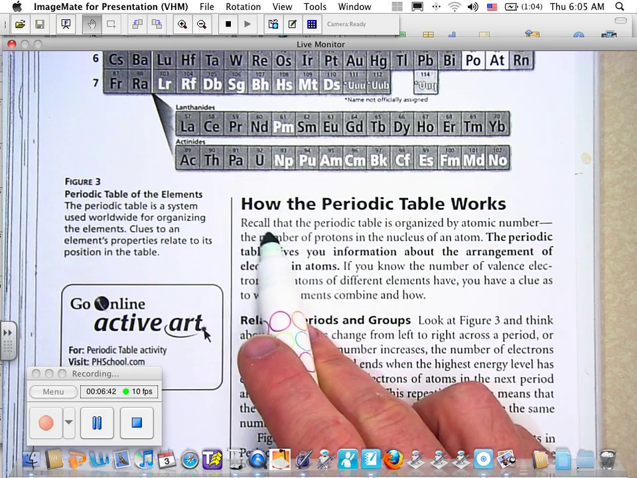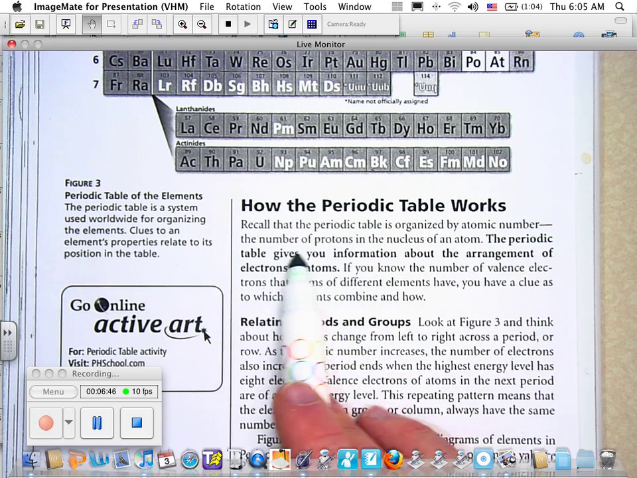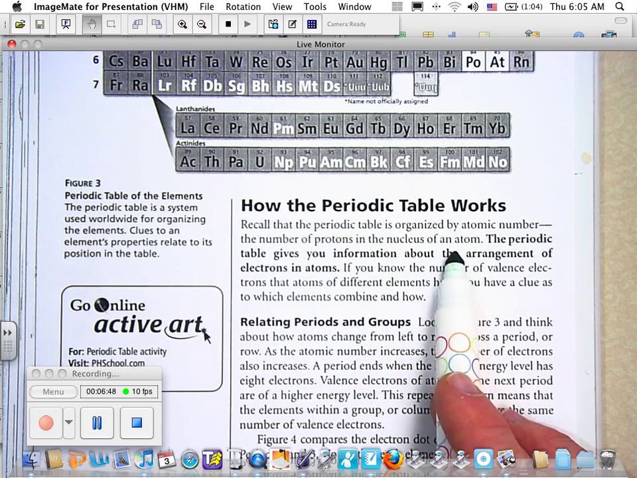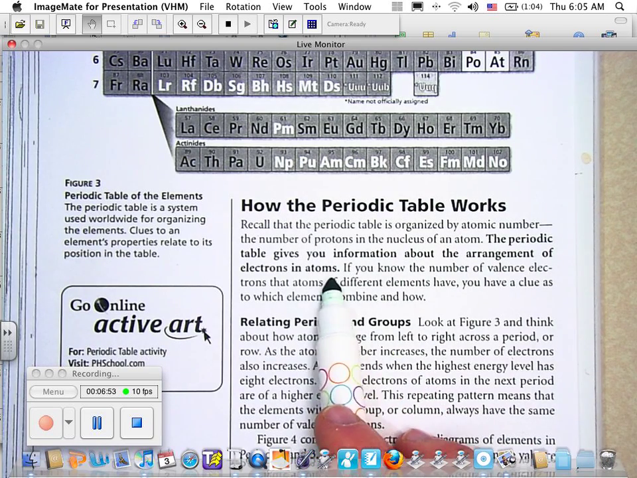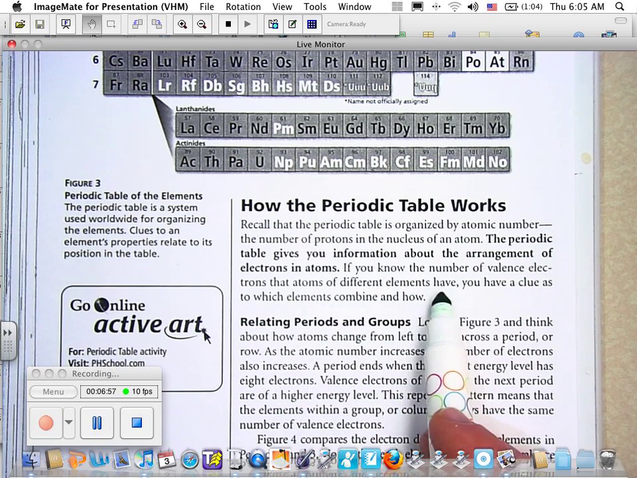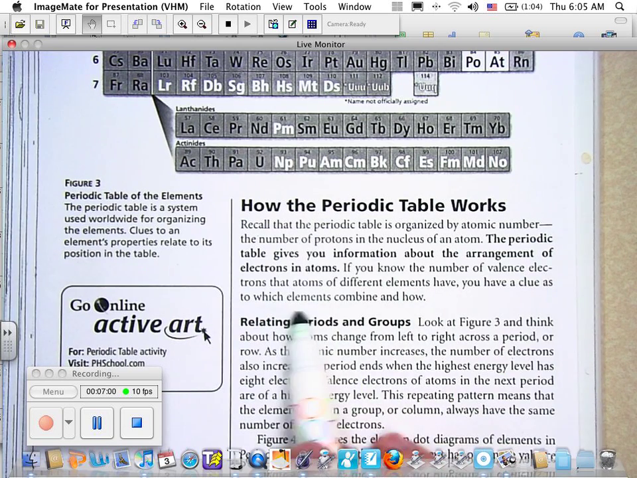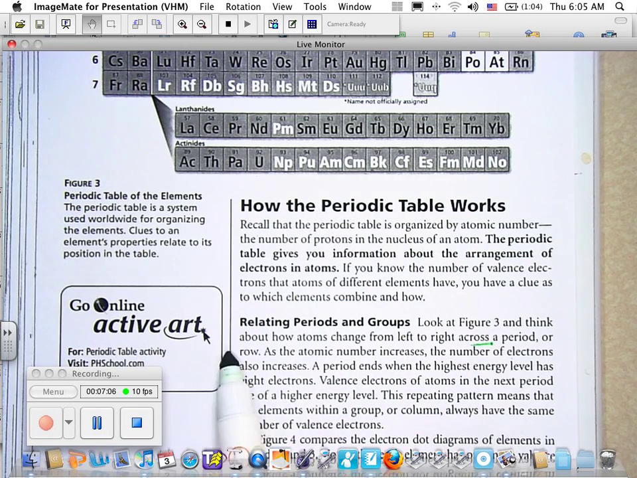Recall that the periodic table is organized by atomic number, the number of protons in the nucleus of an atom. The periodic table gives you information about the arrangement of electrons in atoms. If you know the number of valence electrons that atoms of different elements have, you have a clue to which elements combine and how. Relating periods and groups. Look at figure 3 and think about how atoms change from left to right across the periodic table, or row. Let's do that right now.